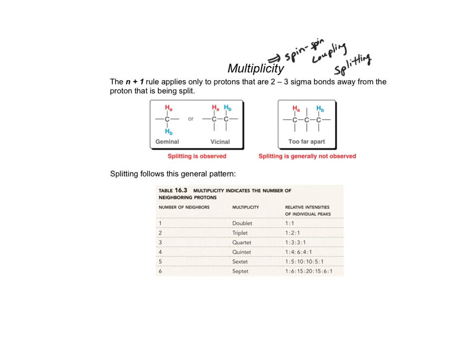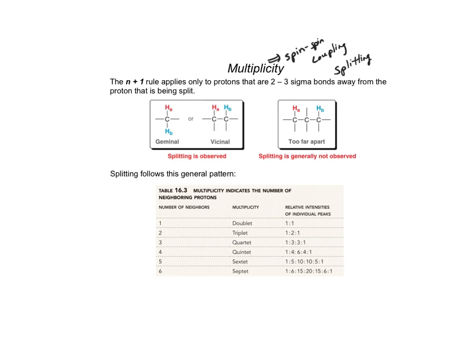Now, a couple important things to note about it. You're only going to see this spin coupling, spin splitting when the protons are non-equivalent with respect to one another. Equivalent protons are not going to split each other. You're only going to get one signal from equivalent protons. Okay, so we're only going to see this splitting pattern when we're dealing with non-equivalent protons that are nearby.